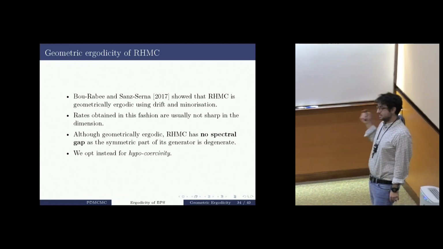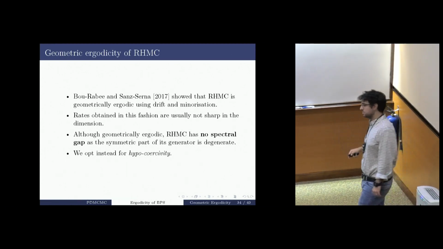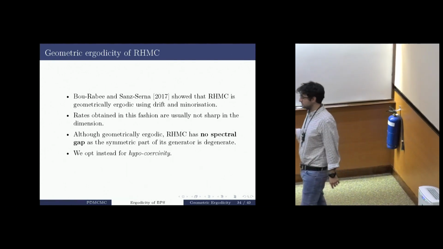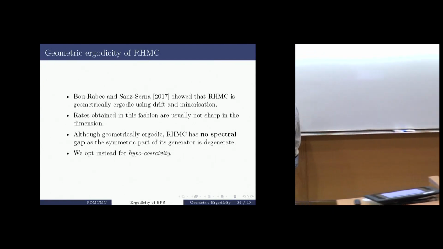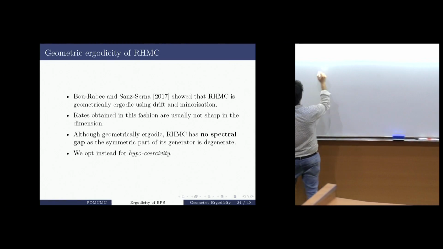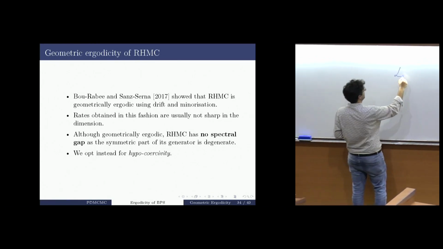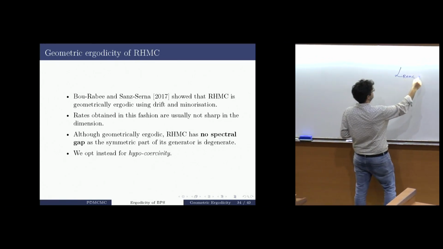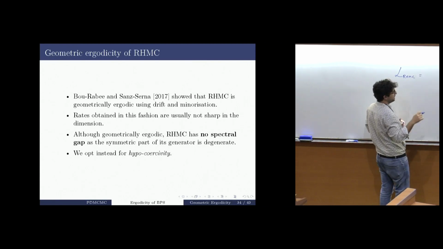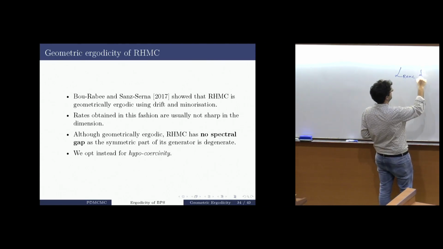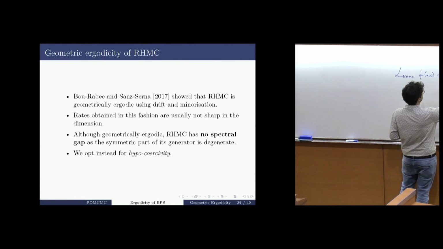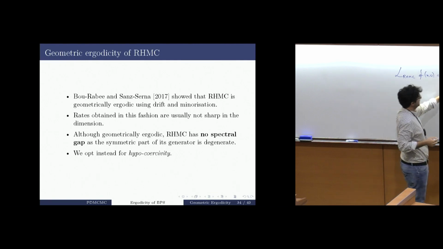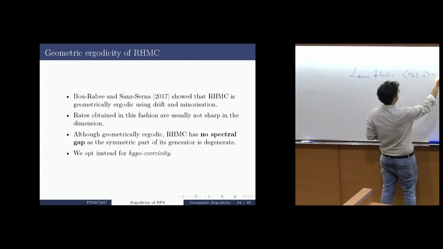And again, RHMC, just like most PDMPs, has no spectral gap. The reason for no spectral gap is that if you write down the generator of RHMC, let's say we apply it to a function of x and v, you will pick up the part of the Hamiltonian dynamics, which is given by this.